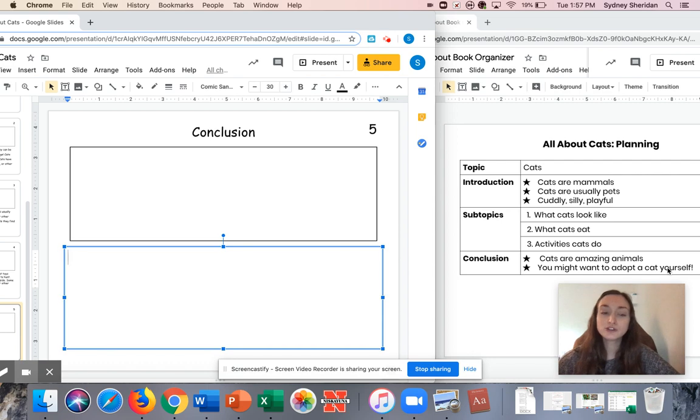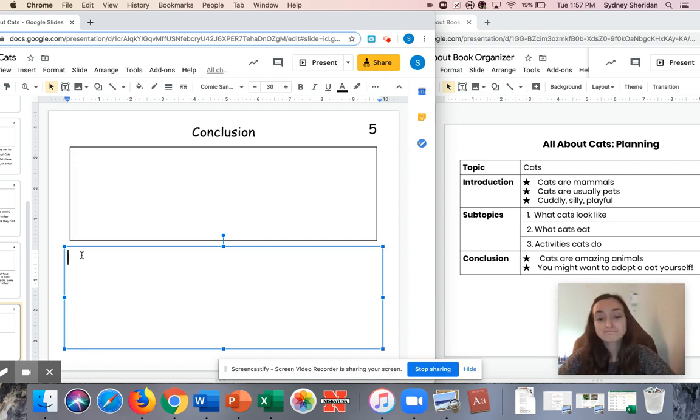When you're writing your conclusion, you want to think about, what's the last thing that's really important that I want my reader to know? Because sometimes your reader's really going to remember the last thing that they read in a book, right? So we want to make sure that we include the things that we really want our reader to know at the end, that we want to make sure that they remember these things.